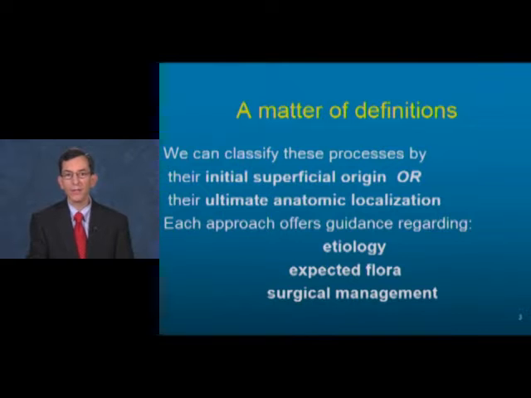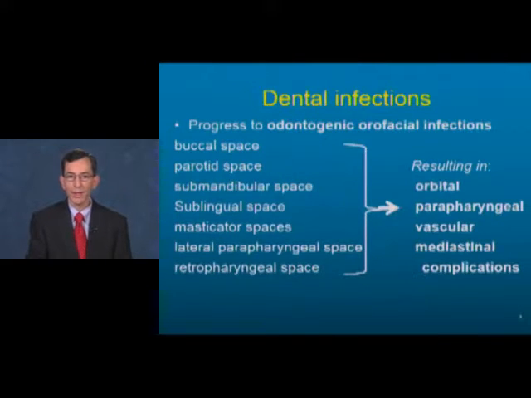I'd like to begin by reviewing some definitions. We can talk about infections in terms of their roots, that is where they begin, and also where they end up. And each offers certain valuable points in terms of their microbiological etiology, the mechanism of the infection, as well as the details of surgical management. So, for example, if we think about dental infections, I've listed on the left a number of different anatomic spaces that you can see here.